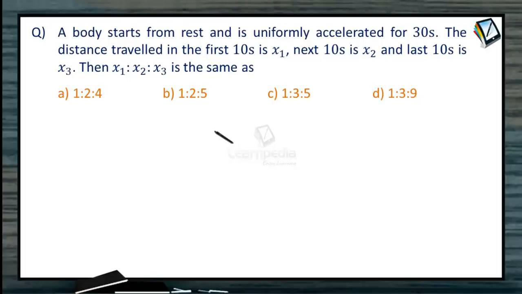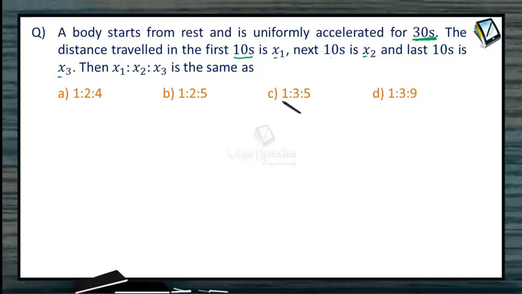Question. A body starts from rest and is uniformly accelerated for 30 seconds. The distance traveled in the first 10 seconds is x1, the next 10 seconds is x2, and the last 10 seconds is x3. Then x1 : x2 : x3 is the ratio we need to calculate.